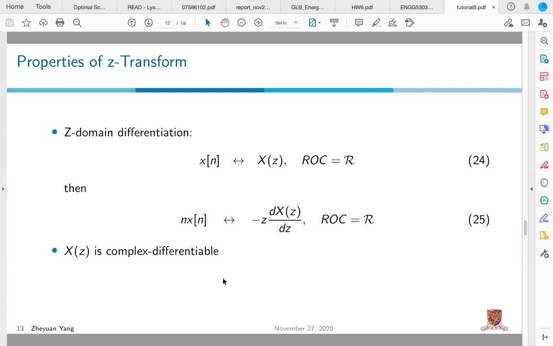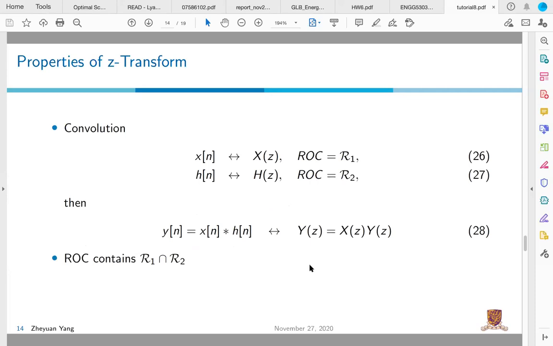The last property... it is not the last one. The next one is Z domain differentiation. So if the Z transform X(z) is complex differentiable, then we have minus z dX(z)/dz, and the ROC is unchanged. In the time domain, it will equal n times x[n]. So you may refer to the lecture slides to see the proof and also the examples.